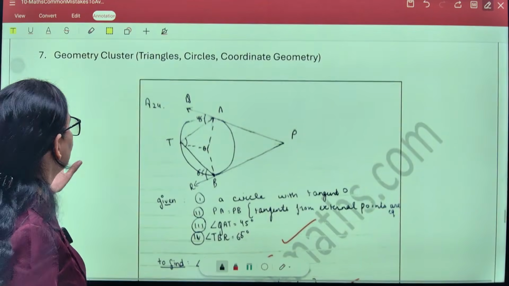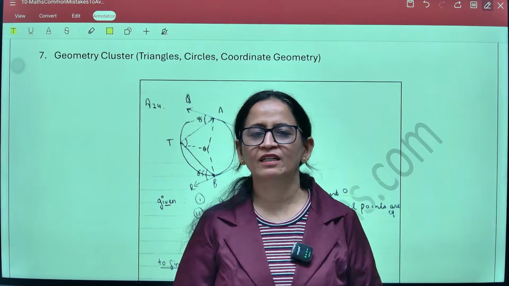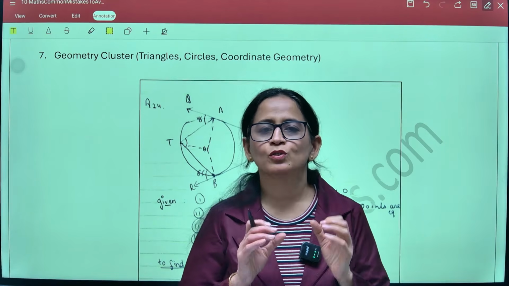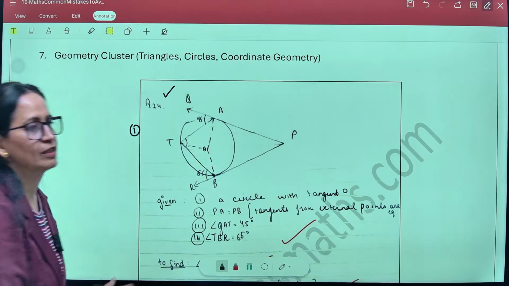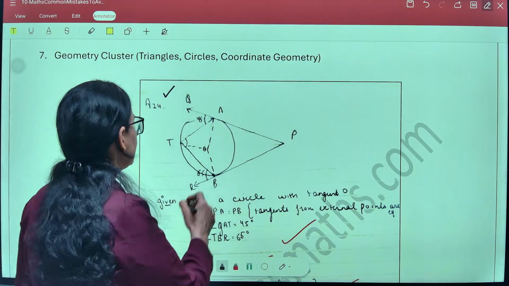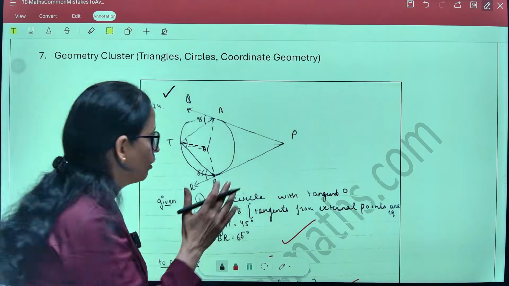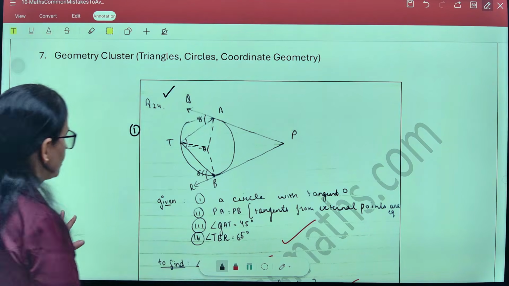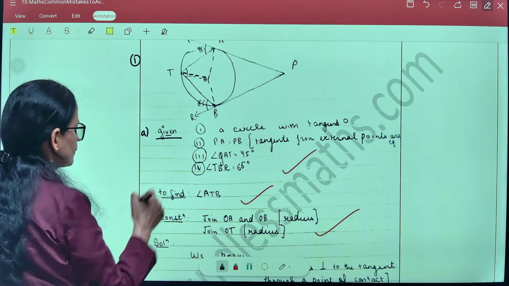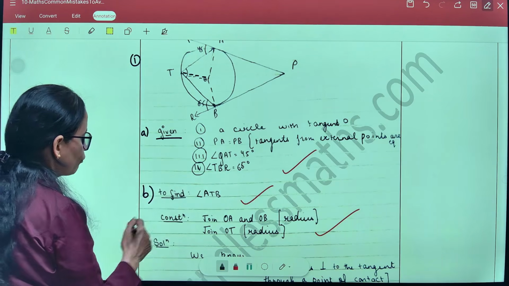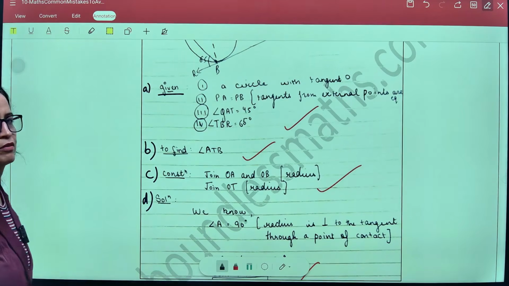Now let's look at the geometry chapters, triangles, circles and coordinate geometry. Very important, at least for all these chapters. Draw the figure carefully and label it. First is draw the figure carefully, label it. Show any constructions that you have used using dotted lines. Do not forget to make your constructions using dotted lines. Follow the format. What is the format? Write what is given. Write what you need to prove or you need to find out. Write what construction you are using and then start with the solution.